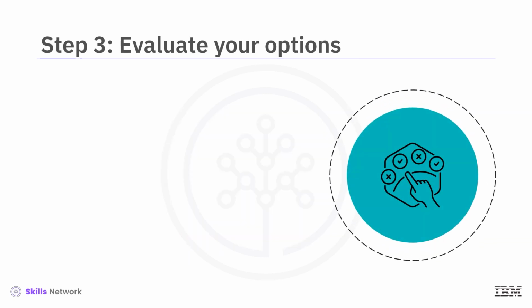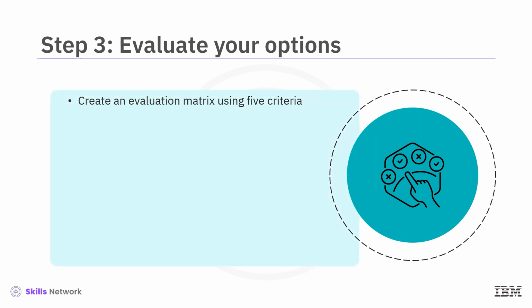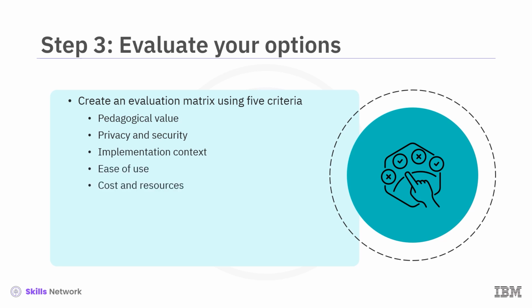Now that you've identified potential tools, the next step is to systematically evaluate each one using the 5 key criteria. This approach will help you consider all important aspects before deciding. Firstly, you must create an evaluation matrix of the tool using the 5 criteria. The criteria include pedagogical value, privacy and security, implementation context, ease of use, and cost and resources.